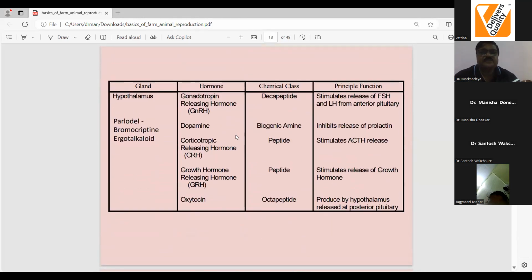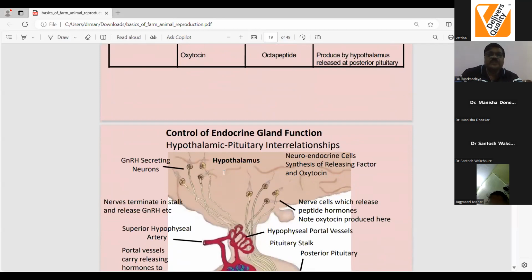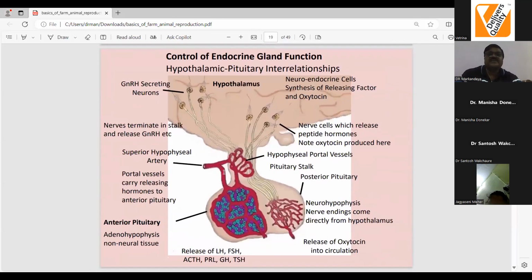The next, hypothalamus we have discussed, and GnRH is the most important thing that we were interested in. Next one. So next, please. Right. Hypothalamic pituitary interrelationship is important as far as reproduction or cyclicity is considered. Hypothalamus will release GnRH through the hypothalamic hypophyseal portal system.